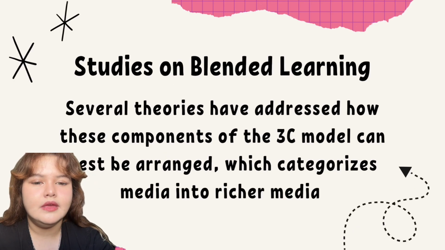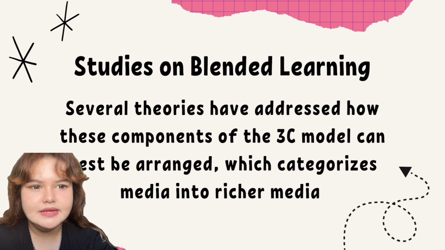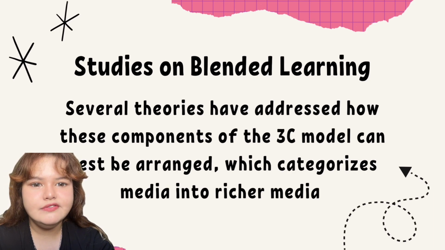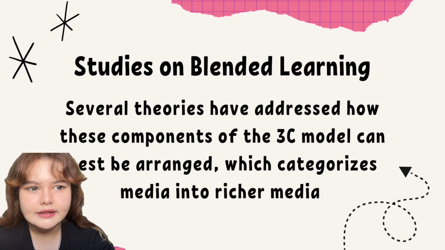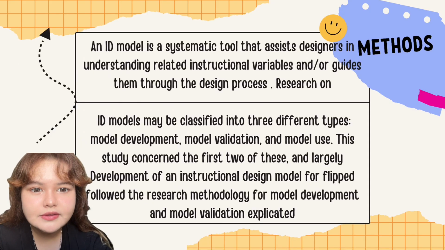Several source theories have addressed how these components of the 3C model can best be arranged, which categorizes media into richer media, or media with richer sensory input, immediate feedback, or personal focus, for example, face-to-face meetings, and less rich media, and learning tasks into equivocal tasks and unequivocal tasks. We move to the methods.